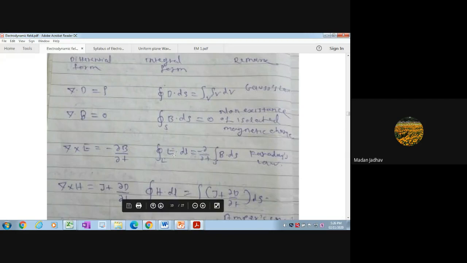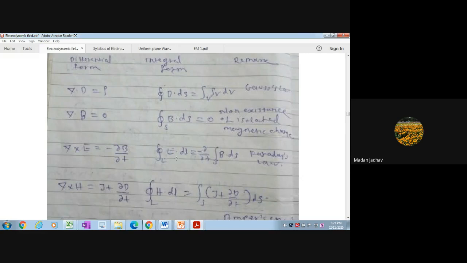Okay, because in the secondary, suppose you are giving 15 volt to the primary, and the number of turns of the primary and secondary are the same, the same voltage will be induced in the secondary coil. And this is because of Faraday's law.